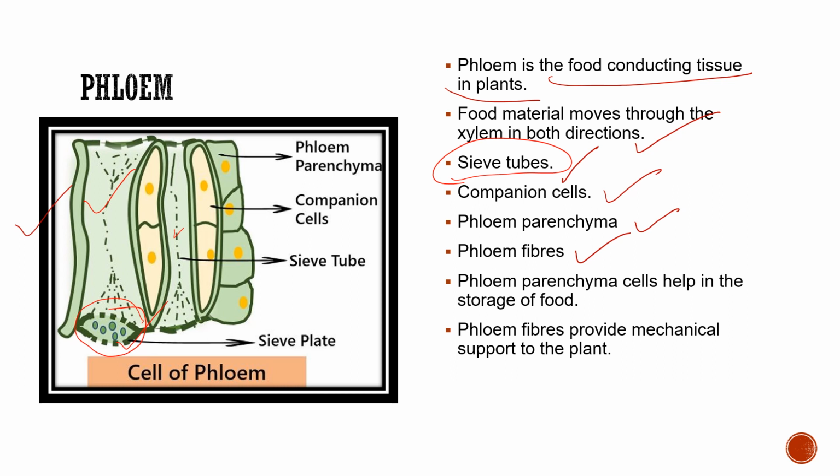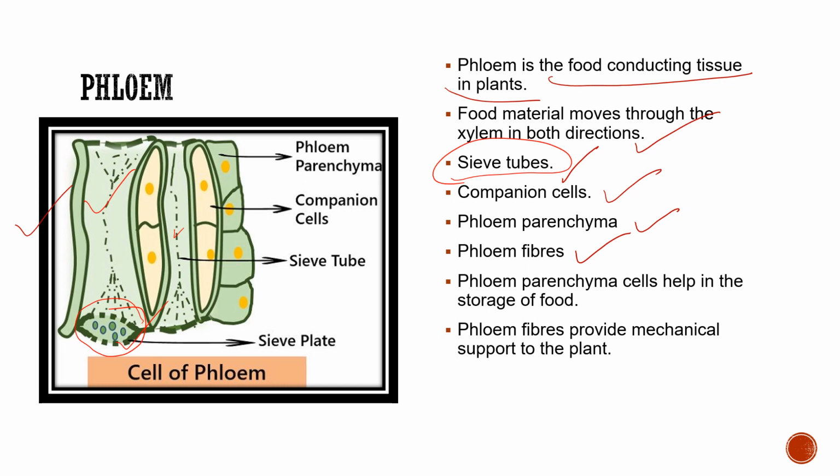Now at maturity, what is happening? At maturity the sieve tubes lack nuclei and have very few organelles. This limits their function to just transporting the food material. They can't do any other function apart from transporting the food materials.